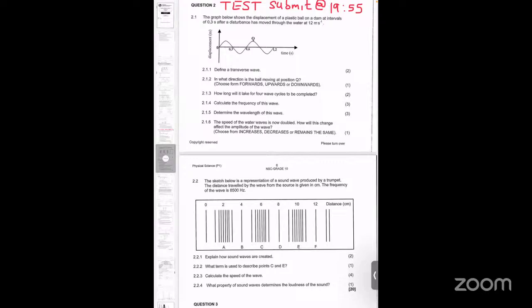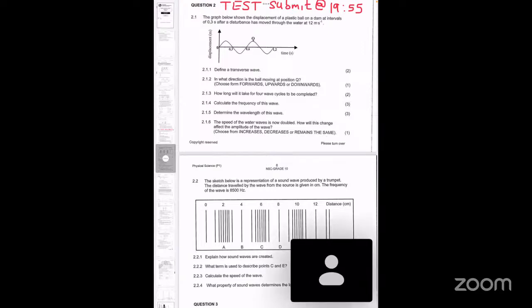First question, they want you to define a transverse wave. Second question, in what direction is the ball moving at position Q? Okay, we can see position Q there. Let's see, maybe let me mute and do not allow.